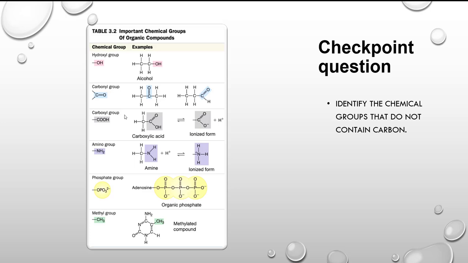So we can see those are two examples of the carbon ones. We talked about hydroxyl groups, carbonyl groups, carboxyls, and amino groups. And then the methyl group, that's just another one with the carbon with the 3 hydrogens attached.